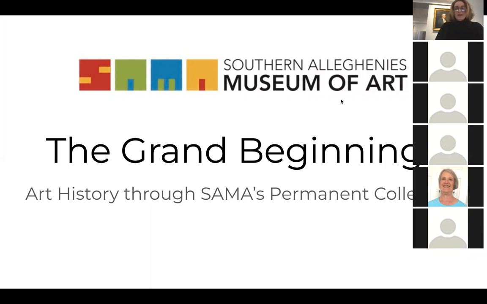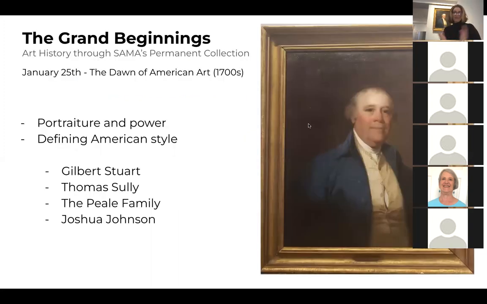So yeah, today we are looking at the dawn of American art, really looking at portraiture and power, how they defined the American style. And we're going to do that through kind of four artists or a family of artists: Gilbert Stewart, a painting you see behind me, Thomas Sully, the Peale family, and Joshua Johnson. We have Gilbert Stewart in the exhibition. We have Sully and Peale in our permanent collection. So if you come to the museum, you'll be able to see the Gilbert Stewart piece behind me on display.